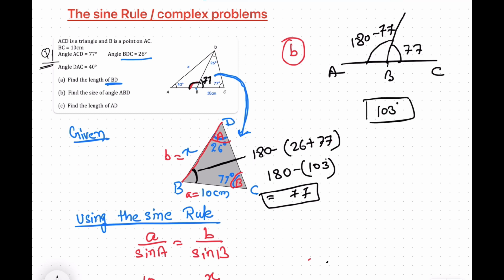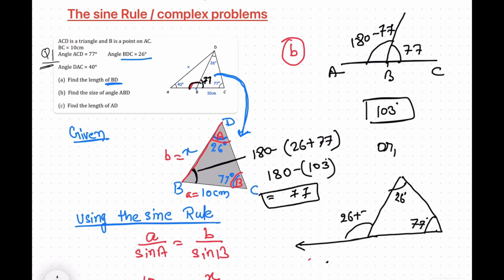Another way, we can use the exterior angle property. This is a triangle, right? And this is the exterior angle. This is 26 degrees, this is 77 degrees, so we can simply say 26 plus 77. This is called the exterior angle property. So simply we can write 103 as the answer.